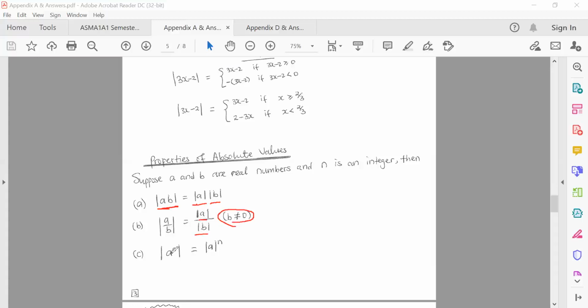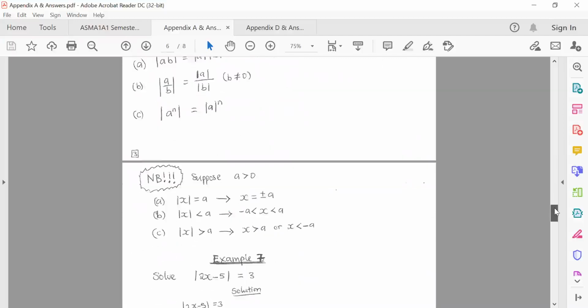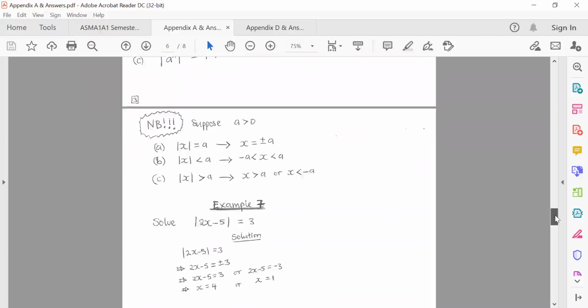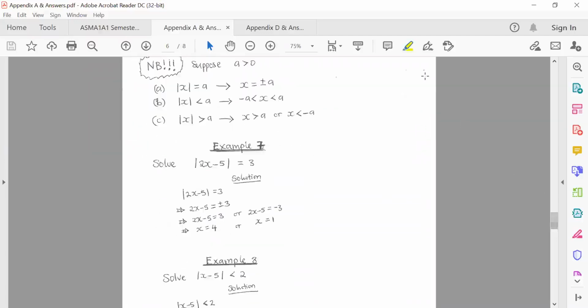And if I say absolute value of A to the power n, remember here n is an integer, we can just say the absolute value of A all raised to the power n. All right, so I can take the power outside of the absolute value sign. All right. You see that I even put a little take note. It means that you need to remember these 3 rules here. They're so important.